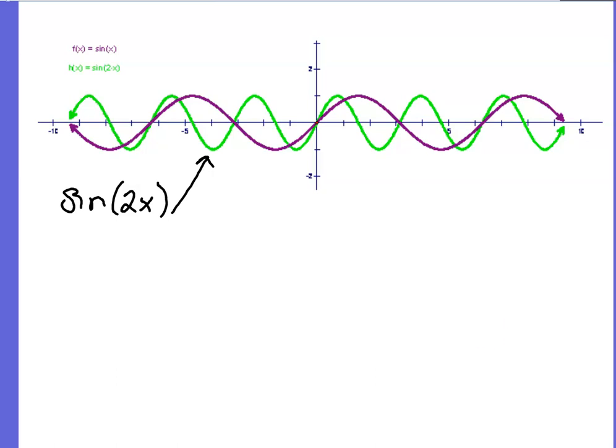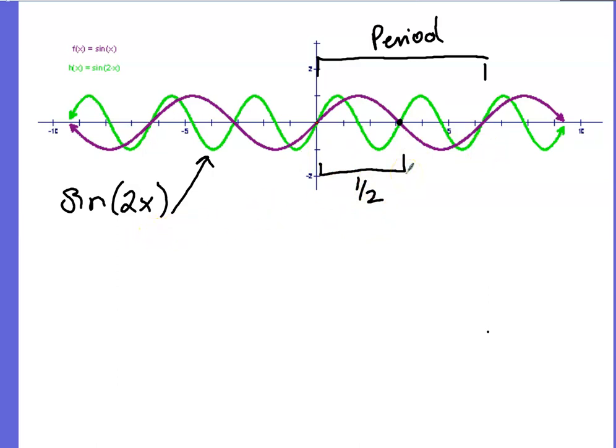Okay, so let's look. The old period used to go from here to here. So that's the period of just plain old sine. What do you notice the period is for the green graph? Well, it looks like it only takes half the distance to go that full period. Do you guys see that? It takes half of the whole thing. That's one way to think about it.